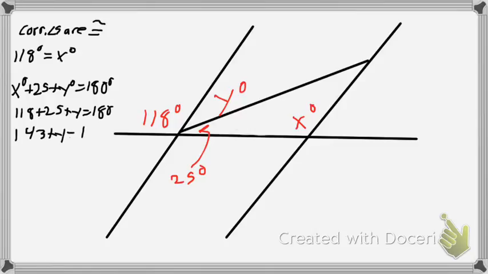And then again, going right back to our dear, dear friend, subtraction property of equality. We subtract 143 from both sides. And we get y equals 37 degrees. Boom.